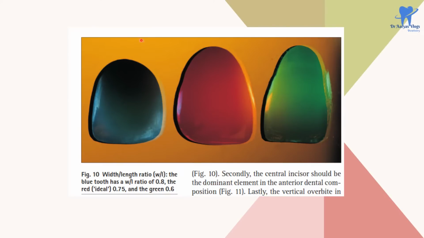Blue tooth has a WL ratio of 0.8, red, that is ideal, is 0.75, and green is 0.6. So the central incisor should be the dominant element in the anterior dental composition.